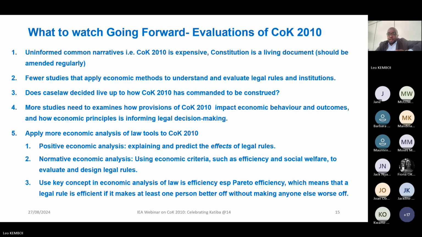What to watch going forward? There are uninformed common narratives. One of them is that the Constitution of Kenya 2010 is expensive. There's an assessment that was done by a select committee led by the former Auditor General that showed that this is not true. There's another narrative that says the Constitution is a living document, and so should be amended on a regular basis without serious concern. And there are fewer studies that show what kind of progress, and what kind of institutional design problems the provisions in the 2010 Constitution created. What are those perverse disincentives that it created?